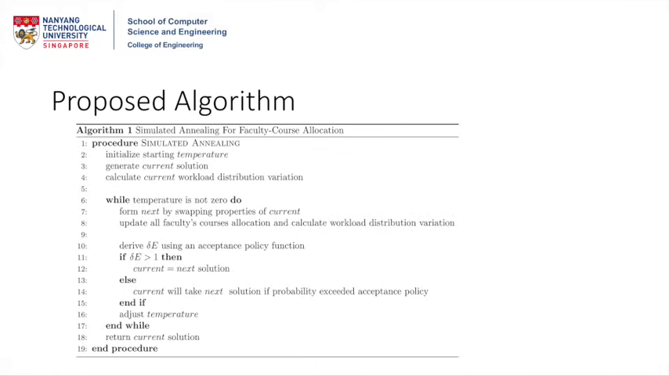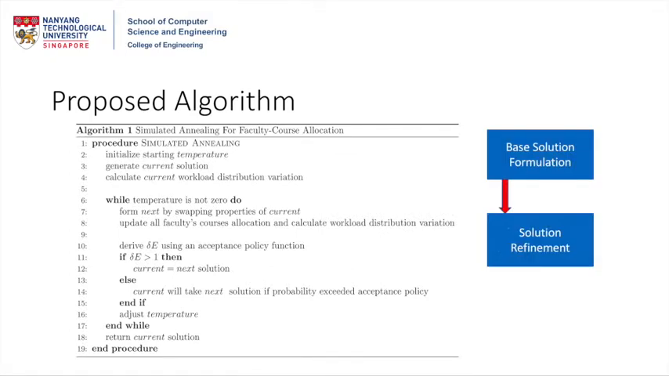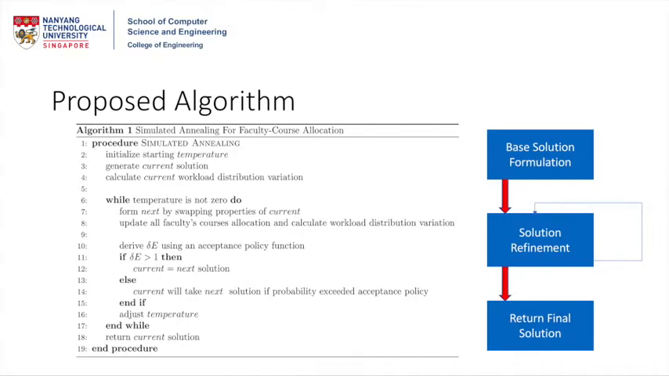Here is the pseudocode of the algorithm. The algorithm will first formulate a base solution. Next, the solution will be refined over a period of time based on the temperature cooling rate. In this phase, each new proposed solution will be compared with the previous solution by an acceptance policy function. If the new solution is better, the algorithm will take it as the current solution. Lastly, when the temperature reaches a stale state, the final solution will be returned as the near-optimal solution.